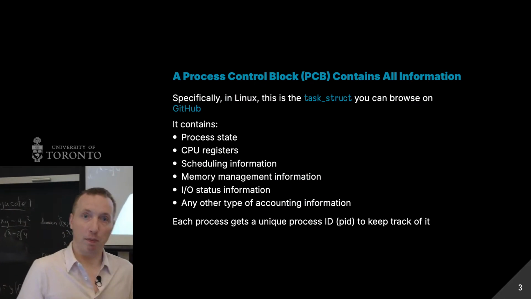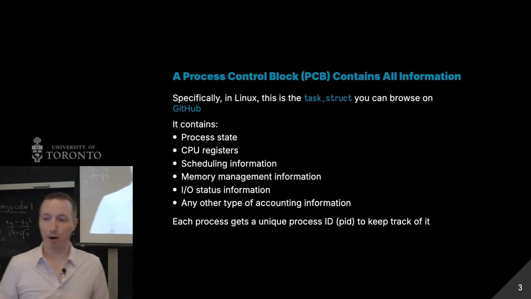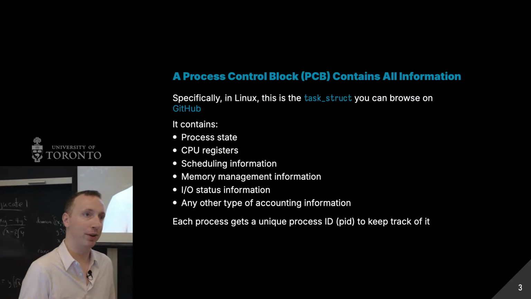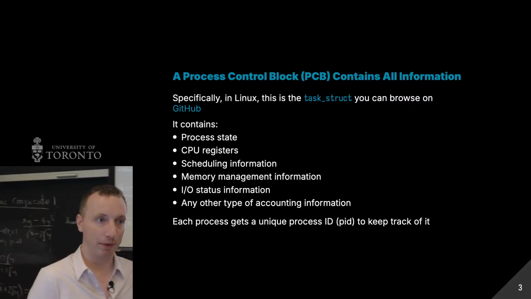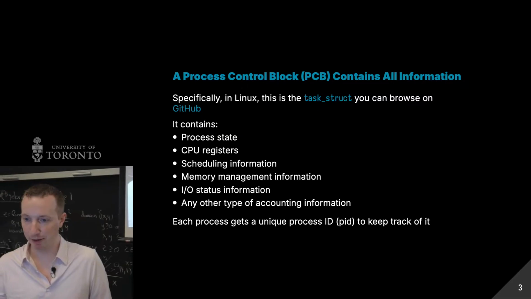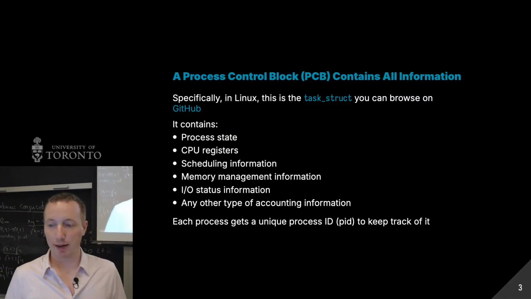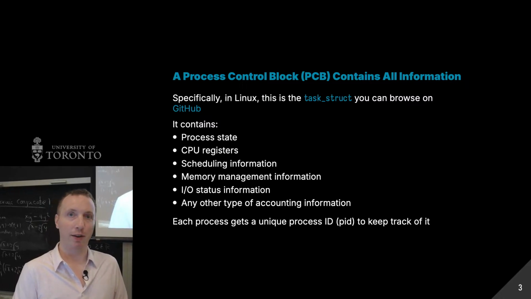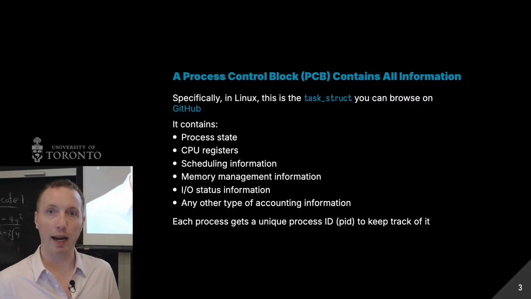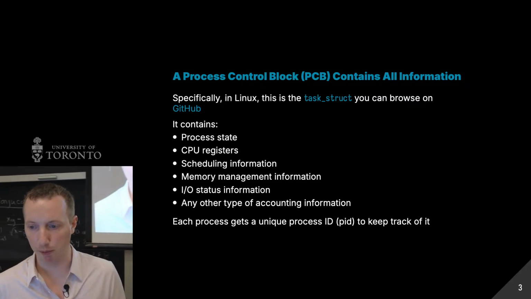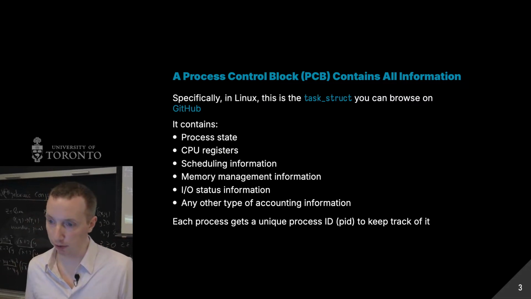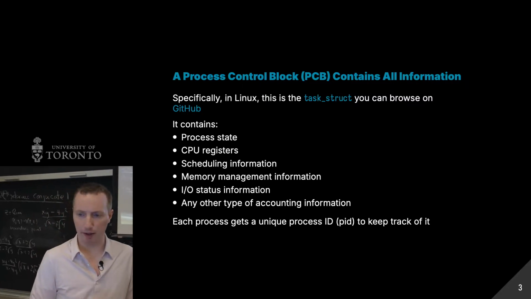So typically, the data structure the kernel uses to keep track of processes is called a process control block, or PCB. Specifically in Linux, since Linux is open source, you can actually look at this data structure and see all the information the kernel knows about a process. So if you want to browse the Linux kernel code, you can. Some things it contains are the process state, which we will get into in a little bit, the current state of the CPU registers, so that's its copy of virtual registers, scheduling information, which just means how long has this run on a CPU for, when should it run next, memory management, so taking care of its virtual memory, I/O status, so any open files it has, things like that, or any other type of accounting information we need.